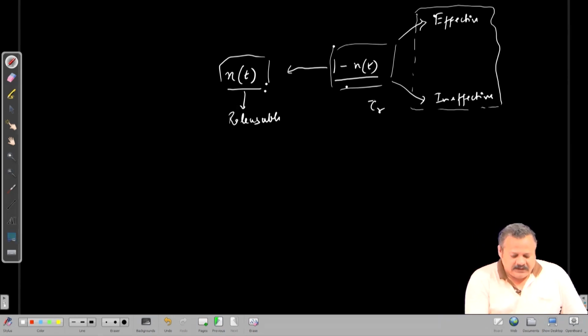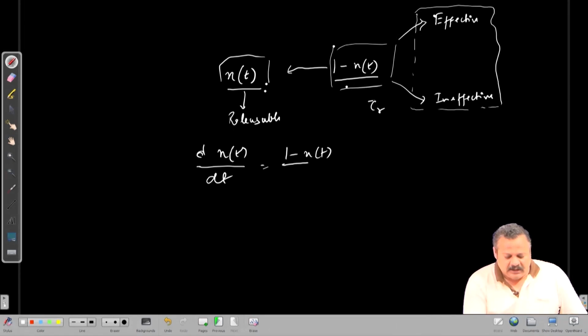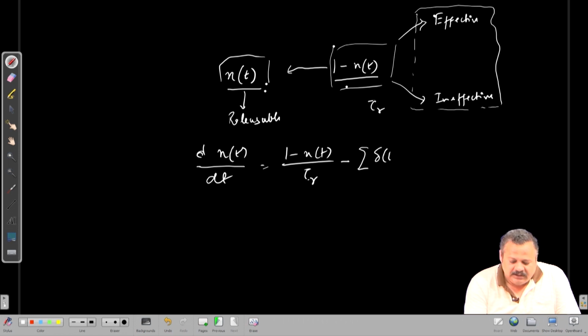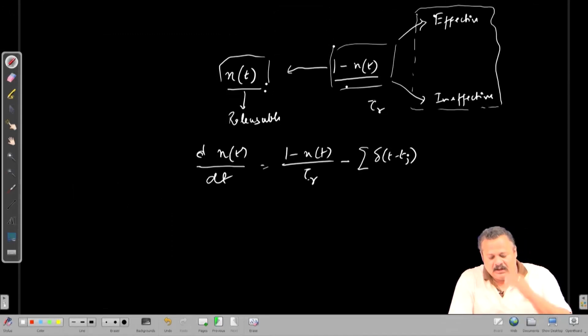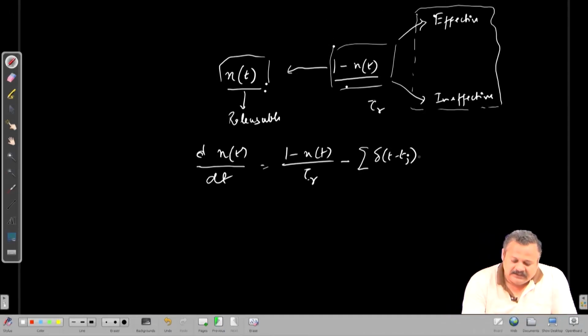So essentially the same model becomes dn/dt equals (1 minus n(t)) over tau r, and this is what drives the recovery into the releasable pool. And our usage is based on, let us say, summation of delta(t minus tj), that is, from the releasable pool it is going into the non-releasable pool, and this is multiplied by n(t).